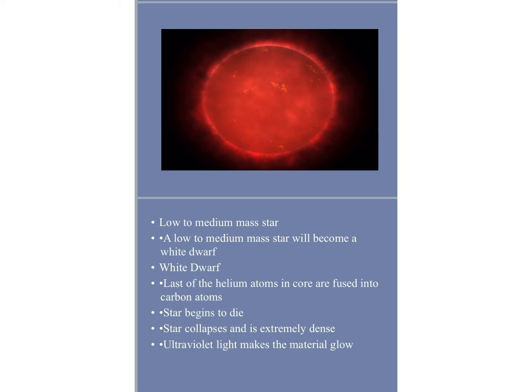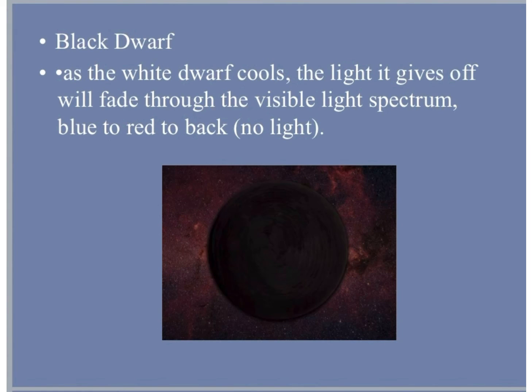White dwarf. Most of the helium atoms in the core are fused into carbon atoms. The star begins to die. The star collapses and is extremely dense. Ultraviolet light makes the material glow. Black dwarf. As the white dwarf cools, the light it gives off will fade through the visible light spectrum, blue to red to black, no light.